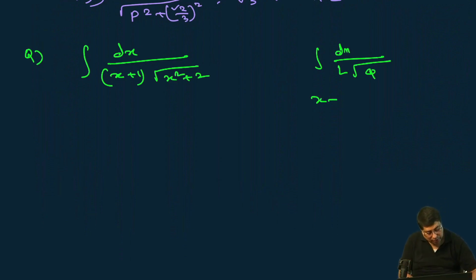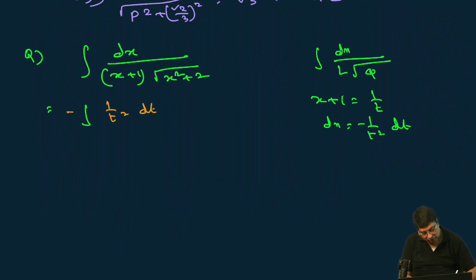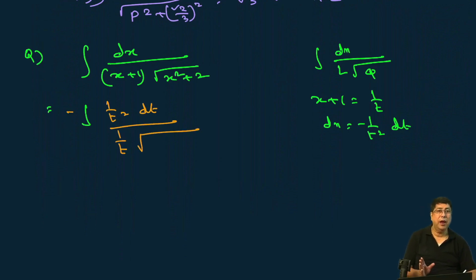Therefore, x plus 1 equal to 1 by t. So dx equal to minus 1 by t square dt. So I can write here minus 1 by t square dt, and in place of x plus 1, 1 by t, and x equal to 1 by t minus 1.